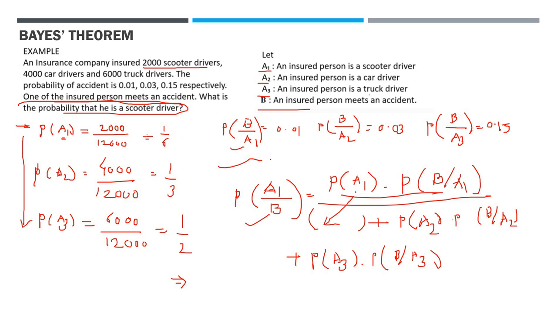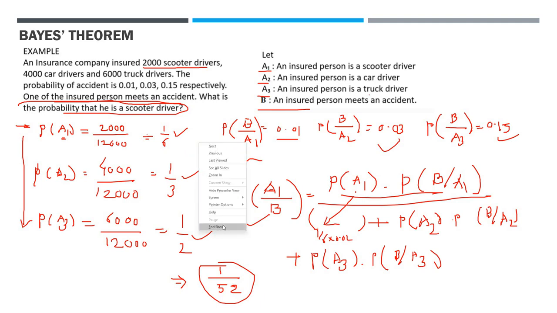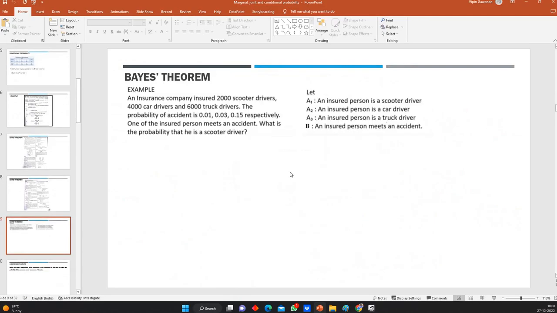Put P(A1) equal to 1 by 6, P(B given A1) multiplied by 0.01. Here also it is 1 by 6 multiplied by 0.01. P(A2) is 1 by 3 multiplied by 0.03, then 1 by 2 multiplied by 0.15. If you calculate this, the answer comes out to be 1 divided by 52. So the probability that it is a scooter driver given that he meets an accident is 1 by 52. This is for Bayes' theorem. We'll stop this video lecture here.